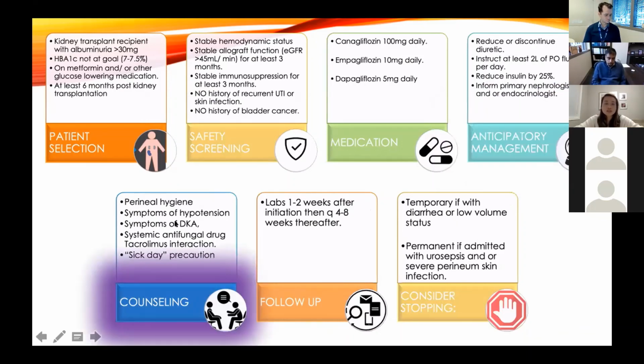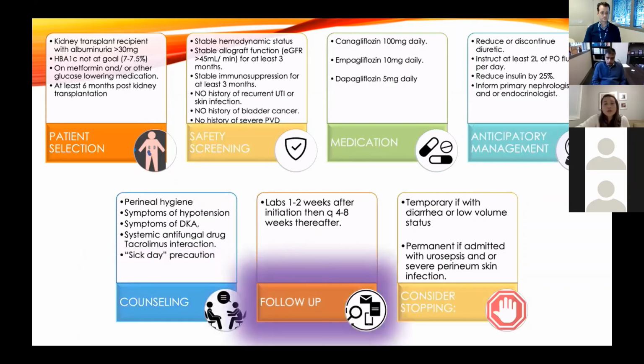For counseling, I would counsel my patients about hygiene, symptoms of hypotension, and symptoms of DKA. I would also emphasize that if they're going to need an antifungal drug, emphasize the tacrolimus interaction and the need to check their levels. And give them sick day precautions, like when they have diarrhea or poor PO intake or nausea, to consider holding these medications and informing their docs.